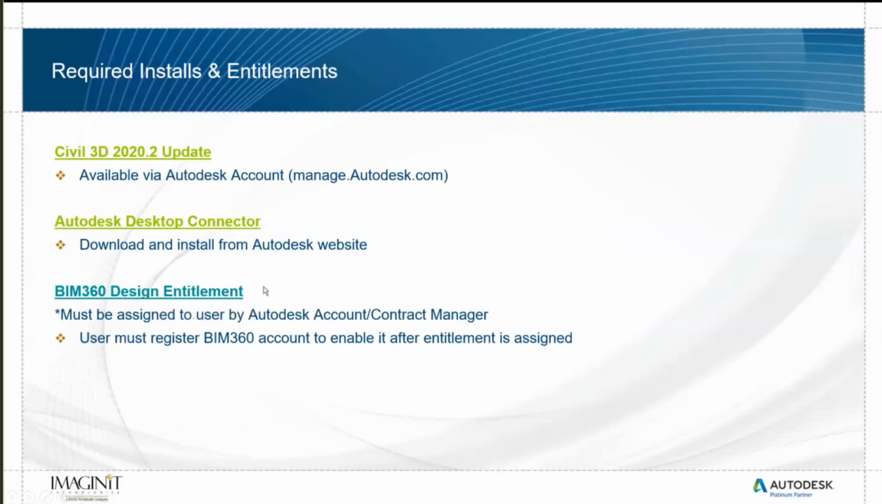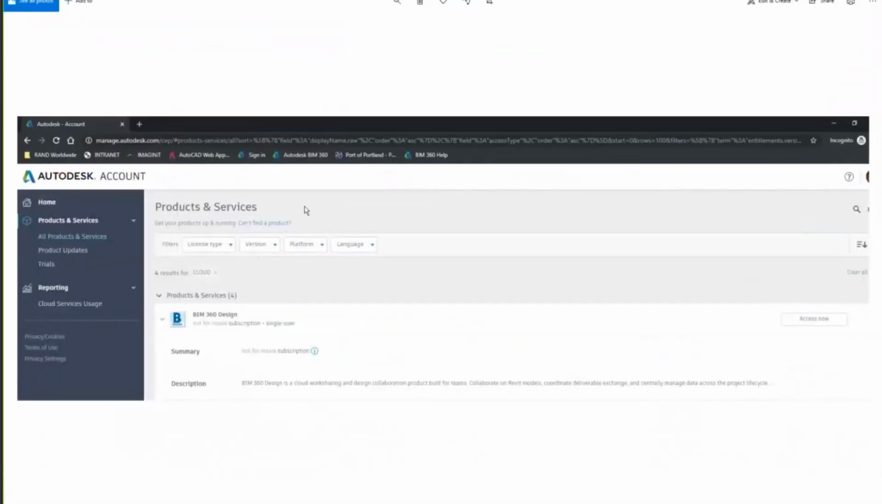In this case, instead of an actual downloaded and installed piece of software, it's a cloud entitlement. So if we were to look at my manage.autodesk.com account one more time, under all products and services, if I filter cloud services, my account now has a BIM 360 design entitlement. So this has been added to my user account, and that gives me that login option for BIM 360 within the online browser. So those three things are necessary in order for all of this to work.